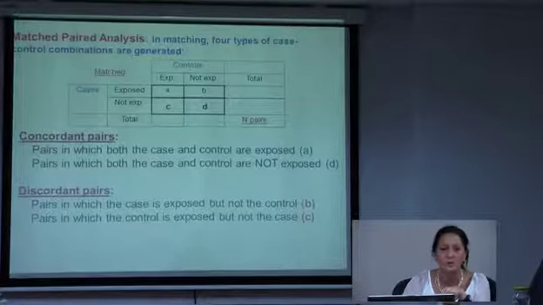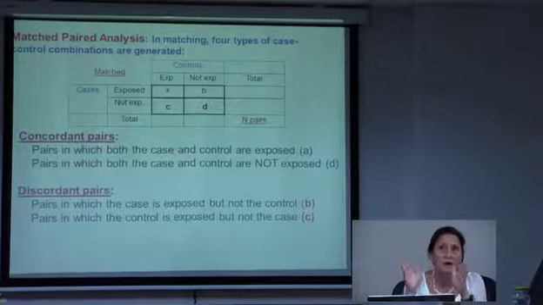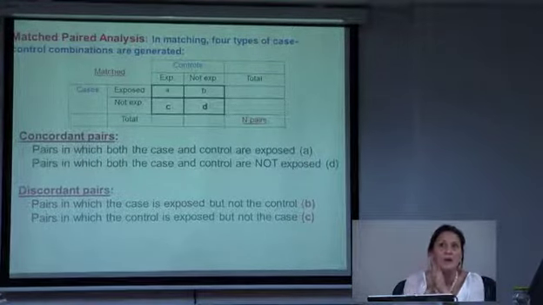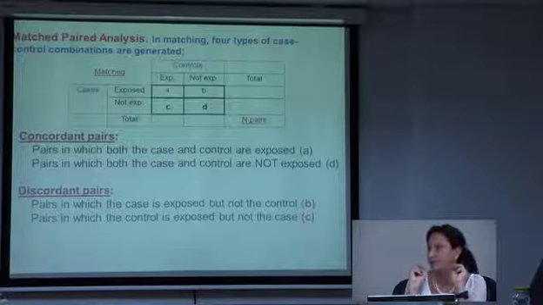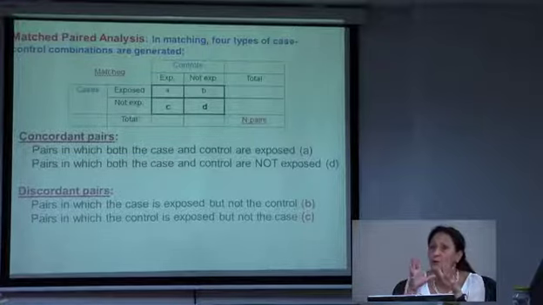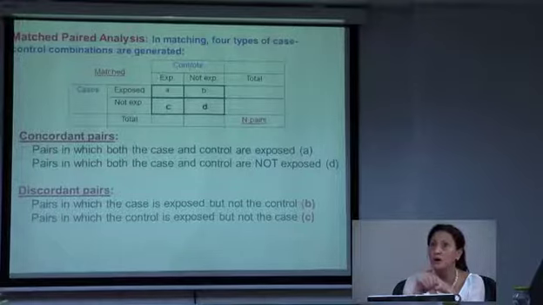So I want to go directly to the pairs. This is the way we set up the pairs. So I have n pairs, and I have four outcomes. Okay, four types of pairs. If you remember, we had four types of pairs. A pair where both your case and control are exposed.